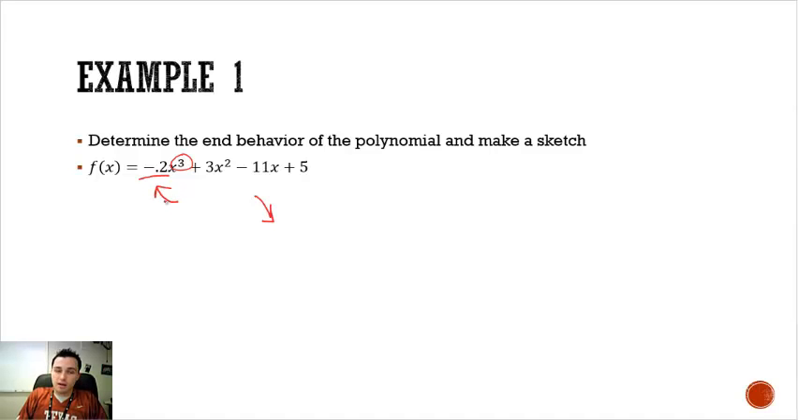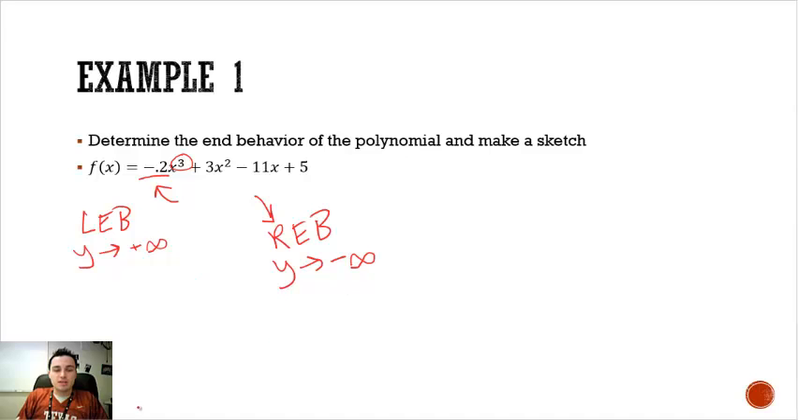Why is it pointing up on the left-hand side? Because this is an odd degree. Odd degree means that whatever the endpoints are, they're opposites of each other. Since I know the right side must be pointing down, because we're negative here, the left-hand side is the opposite. So the way we write that is: on the left-hand side, the y values are going to positive infinity, and on the right end behavior, the y values are approaching negative infinity.